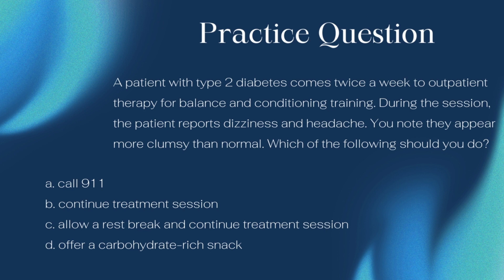So you're thinking, okay, this patient has type 2 diabetes. Now you're probably thinking, well, is it hyper or hypoglycemia? So what is the patient experiencing? Dizziness, headache, clumsiness. So this sounds like hypoglycemia, and you would want to offer a carbohydrate-rich snack to see if that helped increase their blood glucose levels and decrease their symptoms of dizziness, headache, and clumsiness.